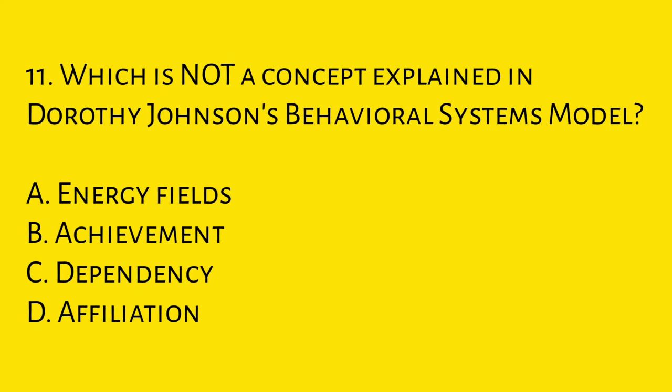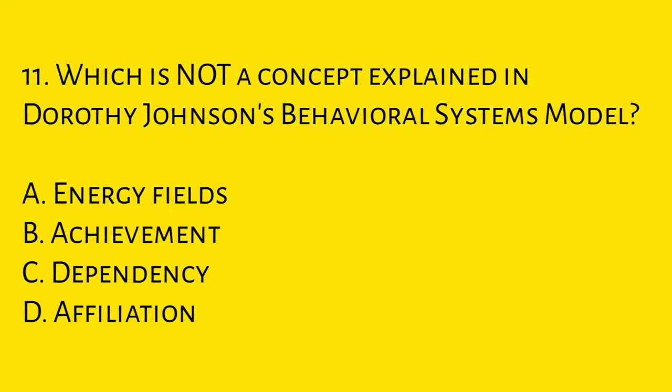11. Which is not a concept explained in Dorothy Johnson's behavioral systems model? A. Energy fields. B. Achievement. C. Dependency. D. Affiliation. Correct answer: Letter A. Energy fields.